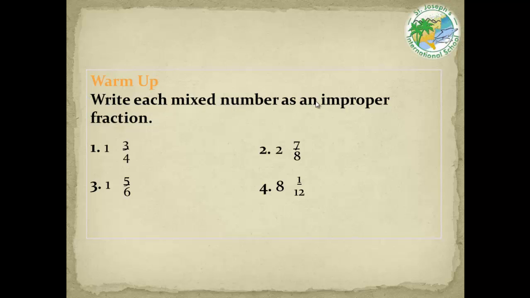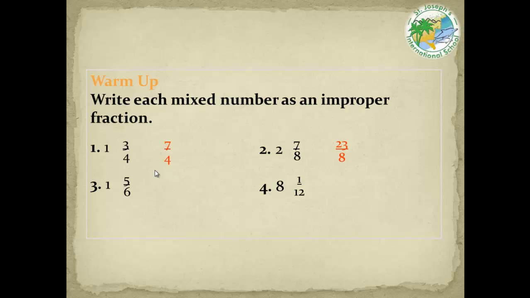Write each mixed number as an improper fraction. 1 with 3 over 4. We change into improper fractions. Remember with me: denominator times whole number plus numerator. 4 times 1 plus 3 equals 7 over 4. We write the same denominator.